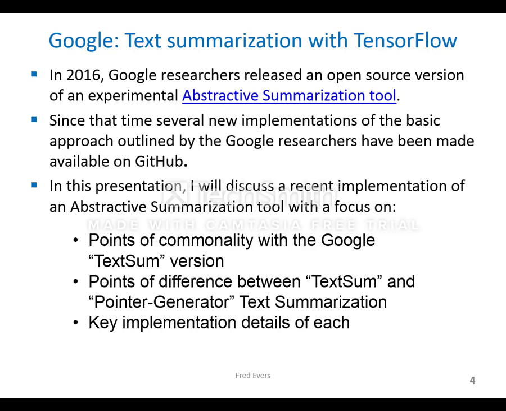Okay, so in 2016, Google researchers released an open source version of an experimental abstractive summarization tool. Since then, several new implementations have been released and are available on GitHub. So I will discuss one recent implementation of that in some level of detail. I'll also talk about points of commonality between the basic version that was released by Google, which is called TextSum, and the new version, which is of great interest to me, called Pointer Generator.